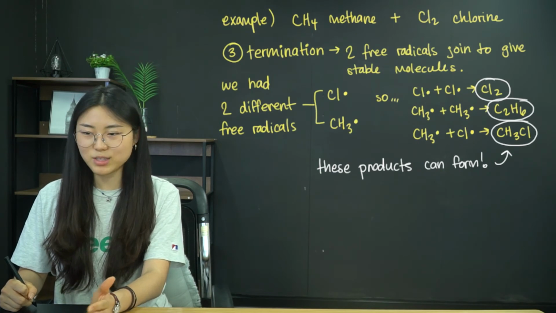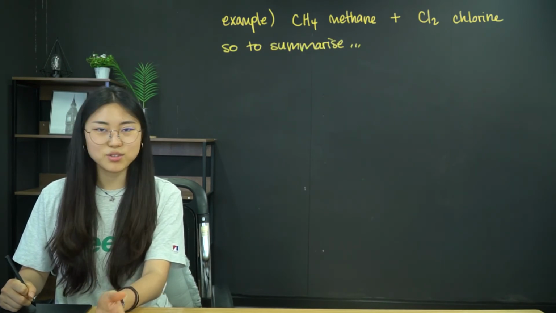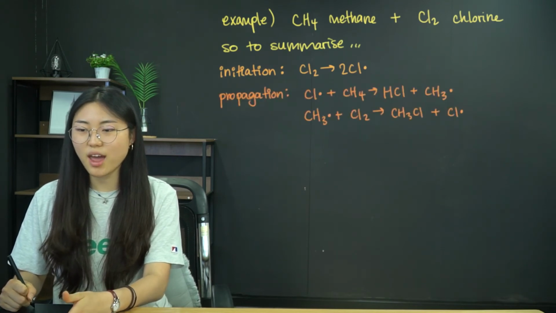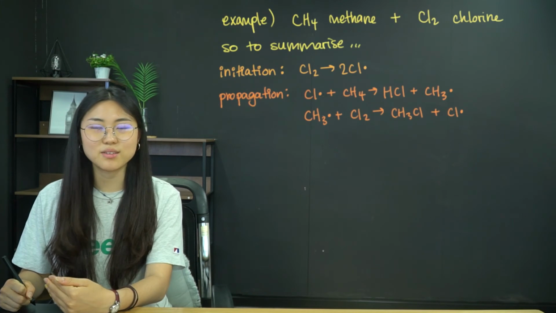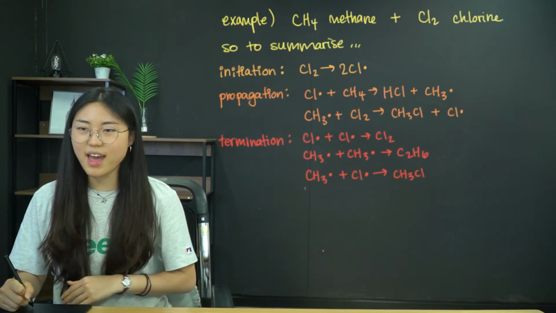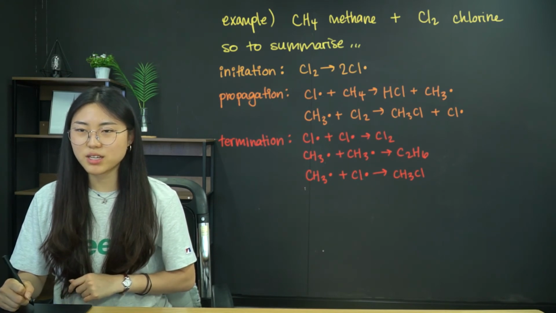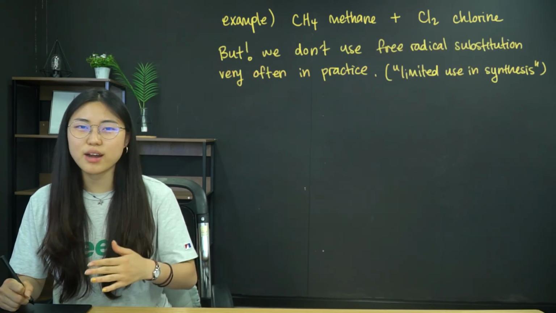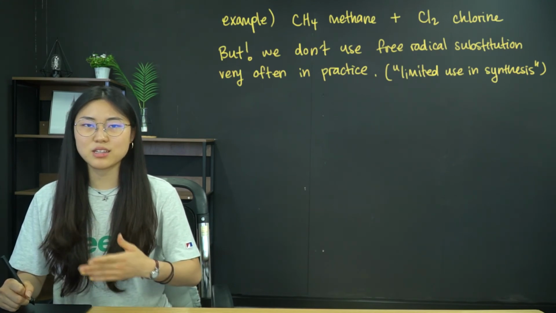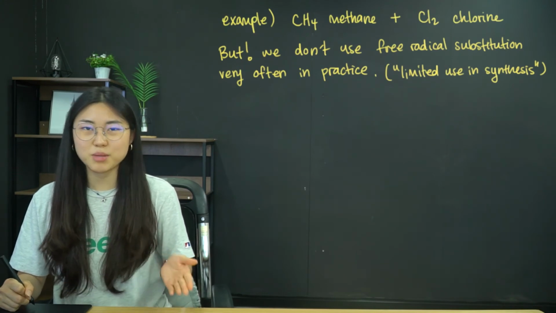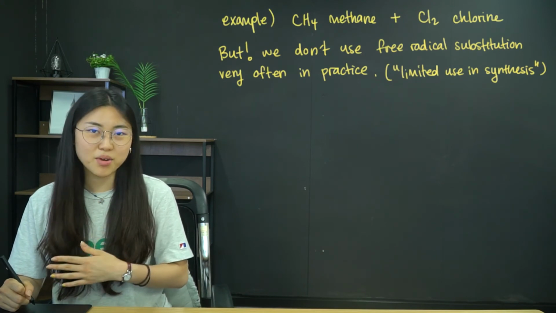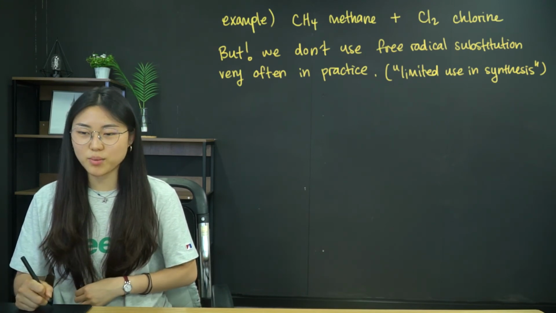To summarize, we have the initiation step over here, just one step, using UV, and we have two steps of propagation, and we have three options for termination reactions. This is just the summary, and I just wanted to mention that we don't use free radical substitution very often in practice. In the syllabus it says explain why free radical substitution has limited use in synthesis. Synthesis in terms of organic products when we're trying to form halogenoalkanes.